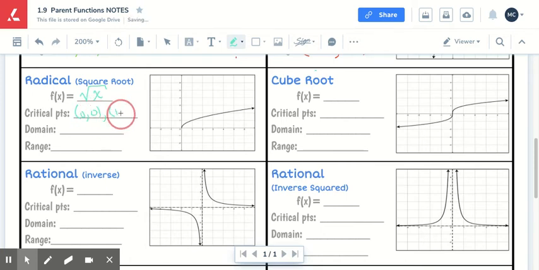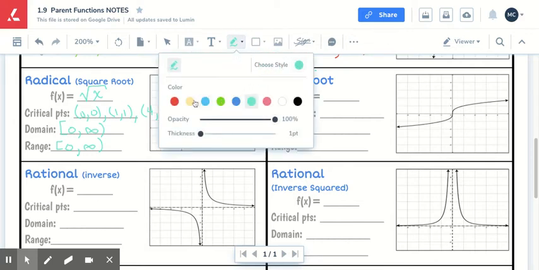(1, 1), and (4, 2). We'll go ahead and put those on the picture. So (0, 0), (1, 1), and then (4, 2). Domain for this one is all non-negative numbers, so from 0 to infinity, including the 0. And the range is also all non-negative numbers, so from 0 to infinity and including the 0.